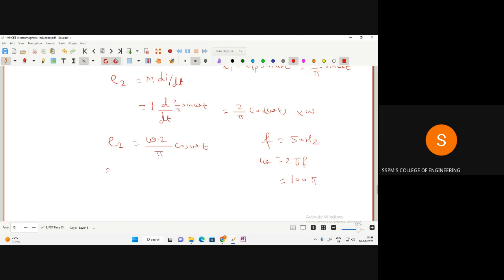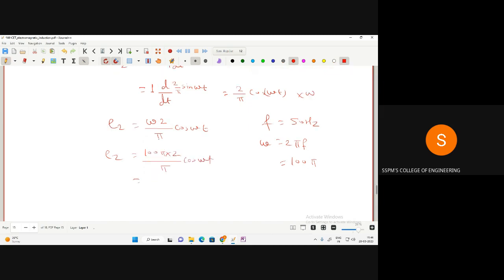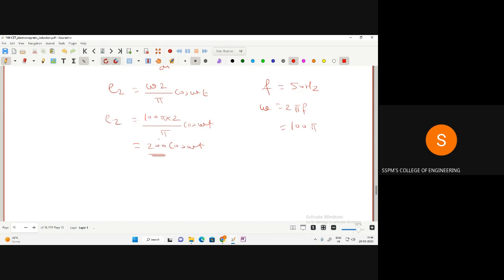See what E2 will be here. E2 is equal to 100 pi into 2 divided by pi cos omega t. Pi and pi will cancel. It will be 200 cos omega t. But we require the peak value of the EMF. The peak value of the EMF is 200.